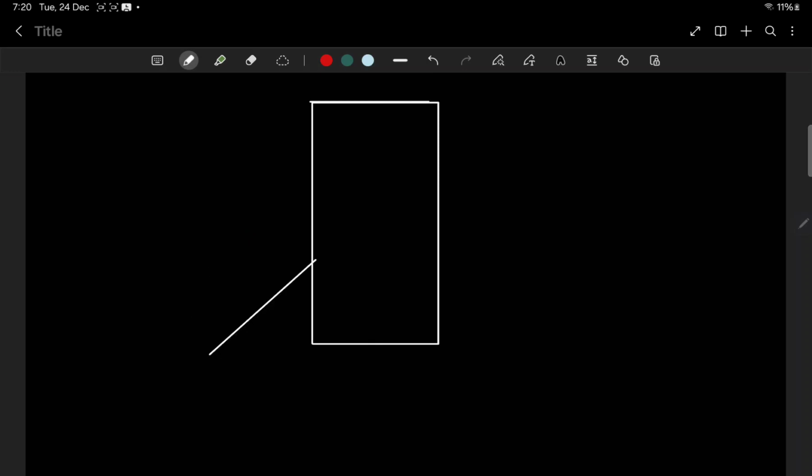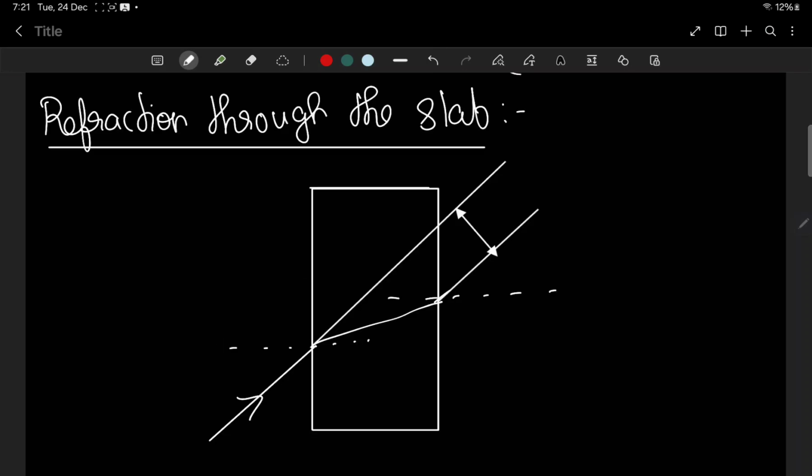One second, I'll draw the same and I'll resume the video. Look, this is the angle of incidence, this is the angle of refraction, this is also the angle of refraction, and this is the angle of incidence. They are the same. You know that there will always be a lateral shift.